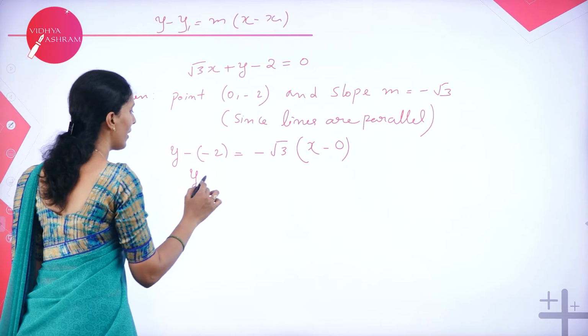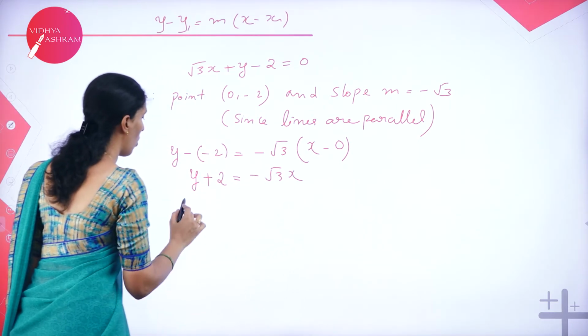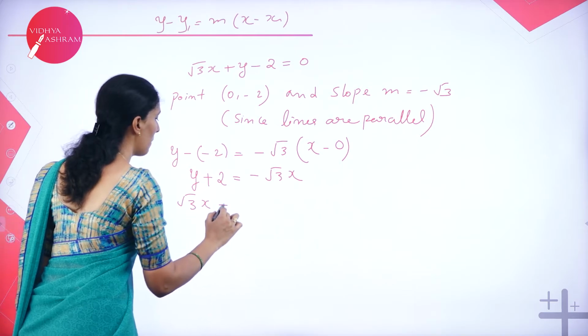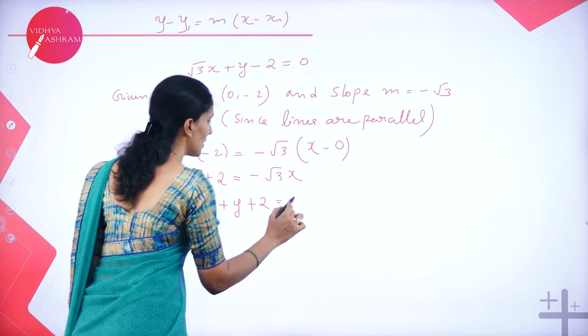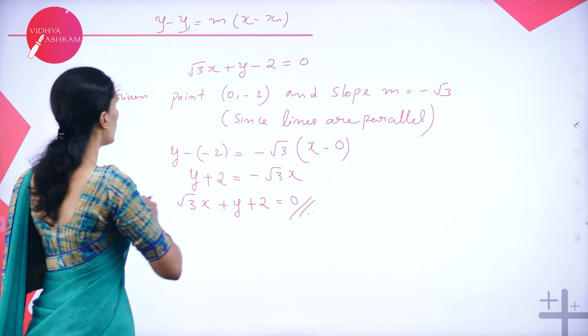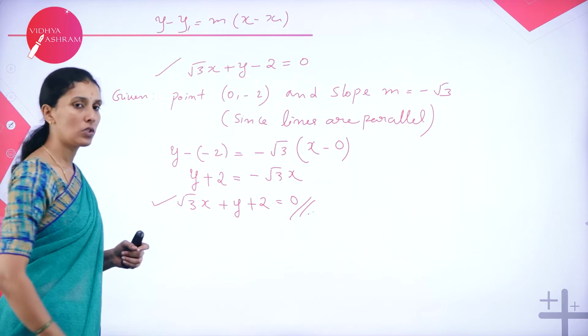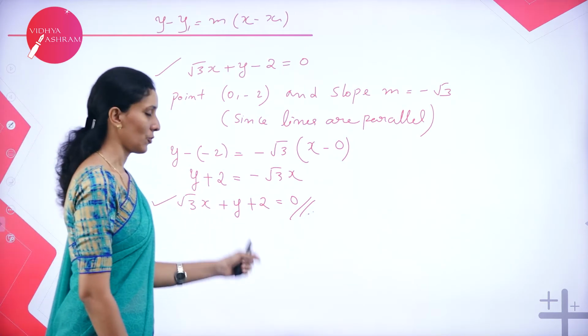So this is y plus 2 is equal to minus root 3x, or root 3x plus y plus 2 is equal to 0. So therefore, what are the parallel lines? One is root 3x plus y minus 2. Another one is root 3x plus y plus 2.